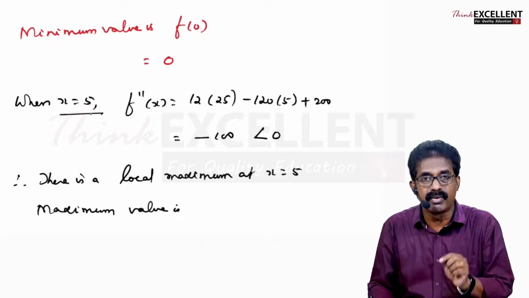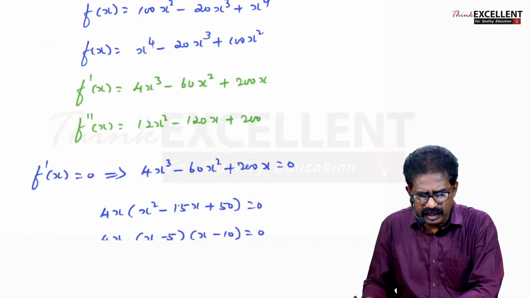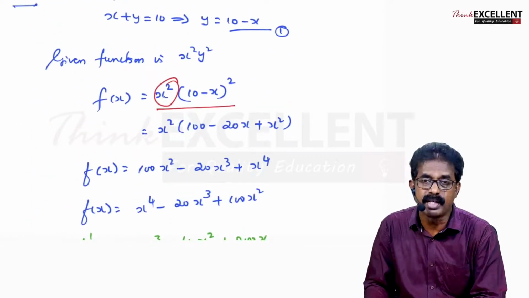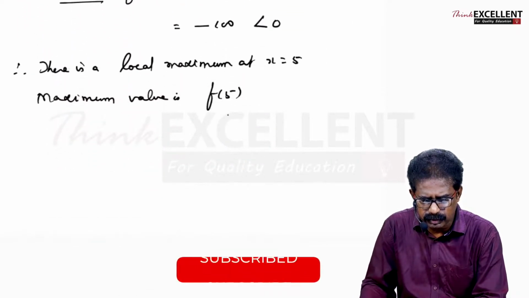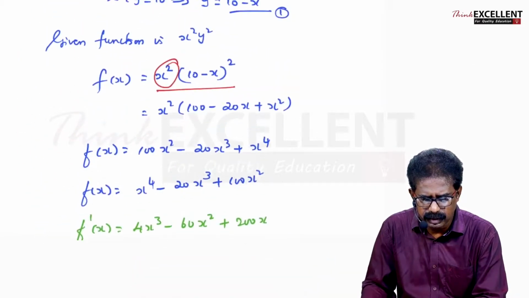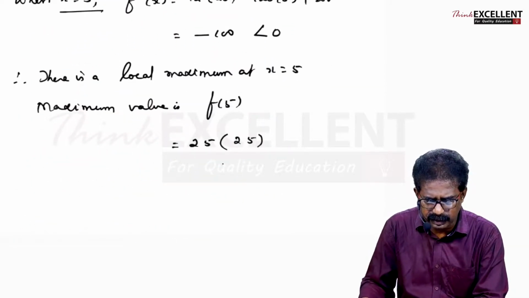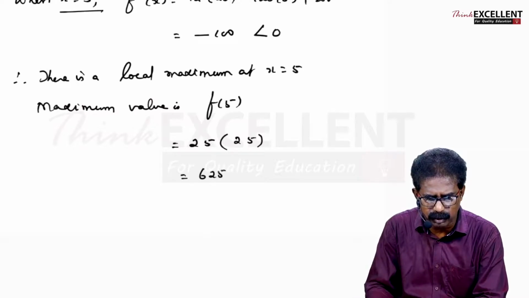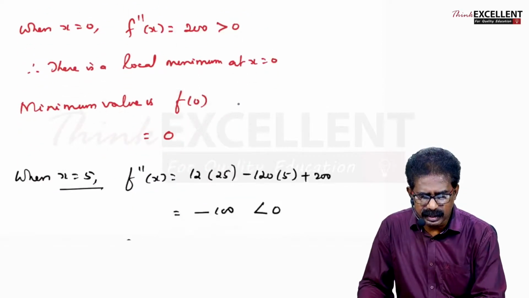substitute this x equal to 5 in the given function, f of 5. What is f of 5? Listen. For x you put 5, so x square is 25, into 10 minus x. 10 minus 5 is 5, so 5 square is 25. So 25 into 25, you are getting 625 as the maximum value. Don't stop, still one more point. What's the next point? x equal to 10.